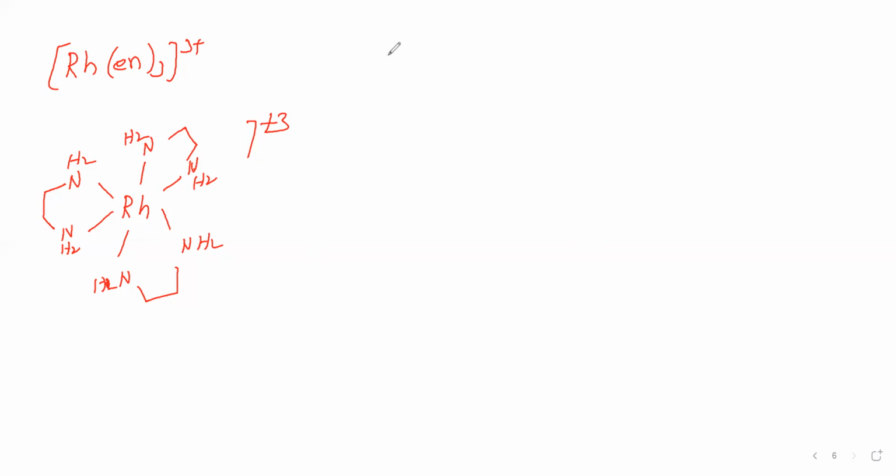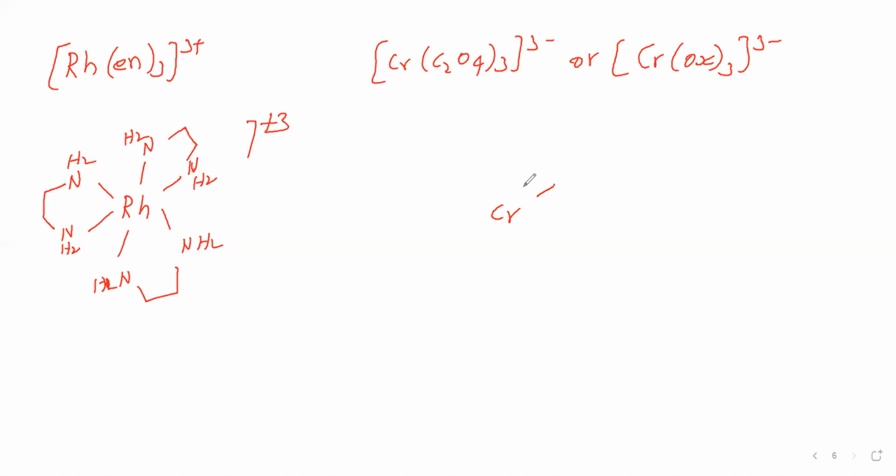Next complex we will take [Cr(C2O4)3]3-. This we can write in another manner, [Cr(ox)3]3-. Ox means oxalate. Oxalate formula C2O4 2-. Now chromium we will write for 6 bonds. Coordination number 6. Oxalate we will write O, C double bond O, C double bond O, O. Oxalate we have written. We will write another oxalate. Next oxalate.